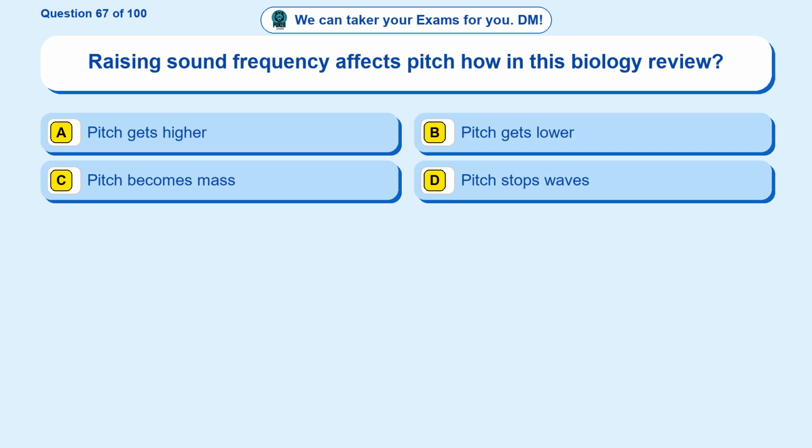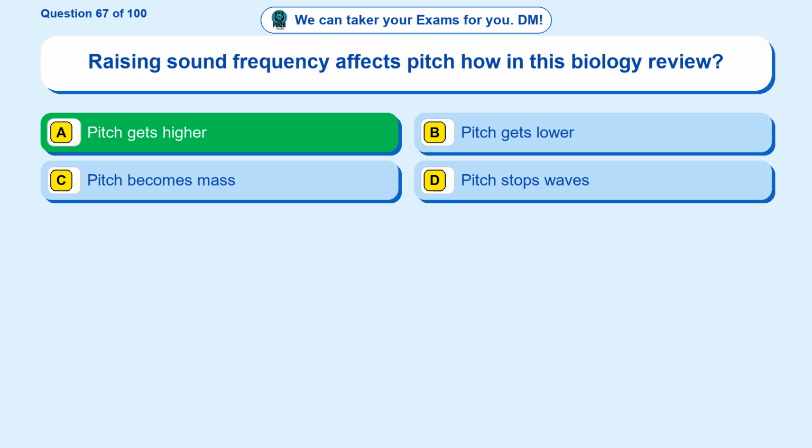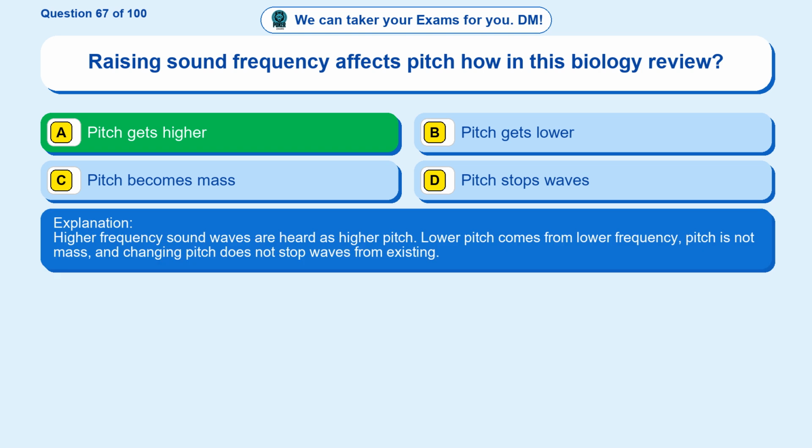Question 67. Raising sound frequency affects pitch how in this biology review? Option A, pitch gets higher. Option B, pitch gets lower. Option C, pitch becomes mass. Option D, pitch stops waves. The correct answer is option A. Pitch gets higher. Higher frequency sound waves are heard as higher pitch. Lower pitch comes from lower frequency, pitch is not mass, and changing pitch does not stop waves from existing.